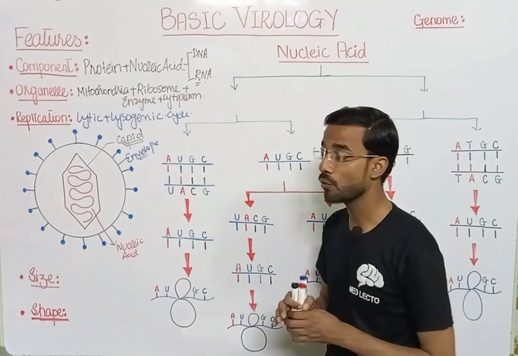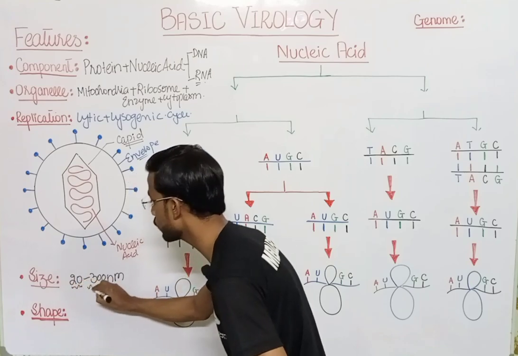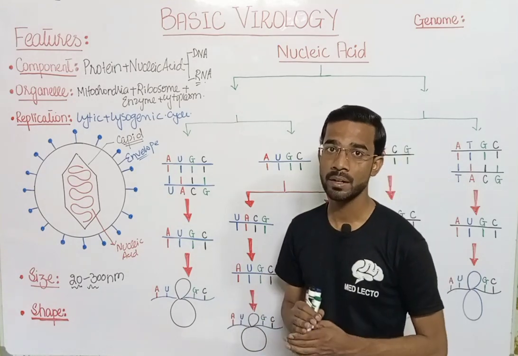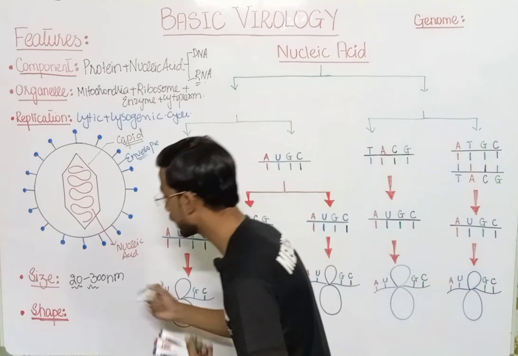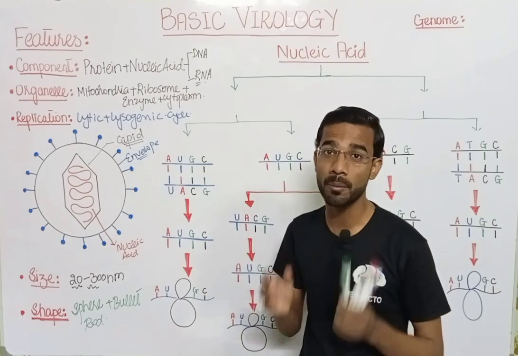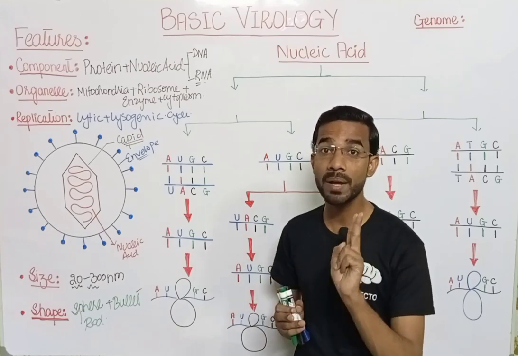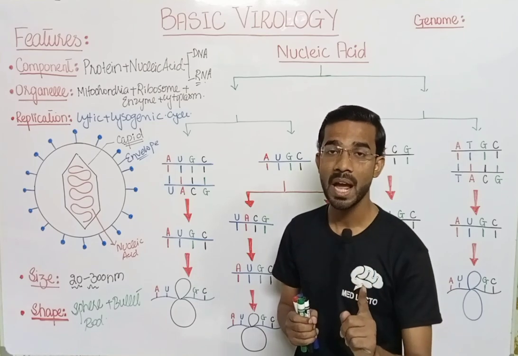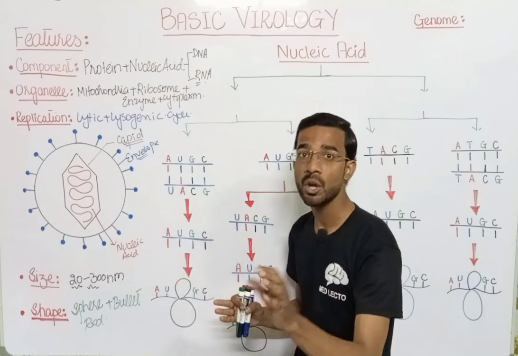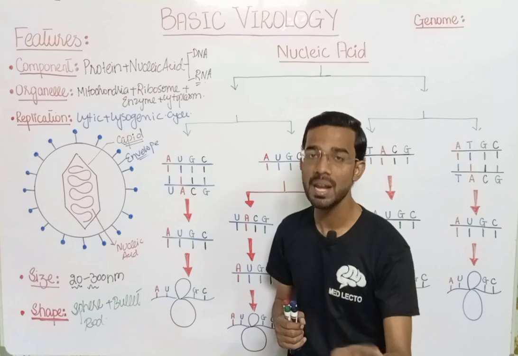Next, the size of the virus is 20 to 300 nanometers in diameter. The smallest will be 20 nanometers and the largest will be 300 nanometers in diameter. If we talk about shape, we give different names to the viruses, like sphere, bullet shape, rod shape, but these shapes are informal. Actually, viruses have specific geometry, and generally two basic geometries exist: icosahedral and helical.